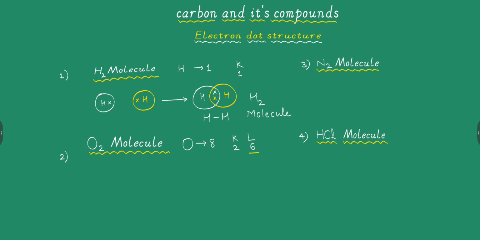So here again, two oxygen atoms. Let us take this first oxygen atom, in which 6 valence electrons are present, and one more oxygen atom, where again 6 electrons are present. Now these two oxygen atoms, each one will give 2 electrons. So the first oxygen atom gives 2 electrons and the second oxygen atom also gives 2 electrons. Let us represent this by another color to understand better.